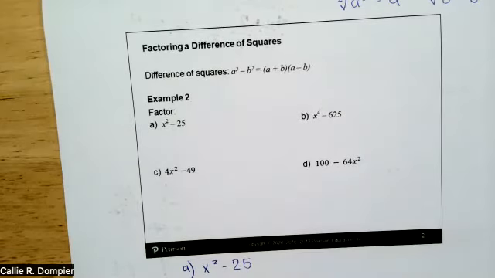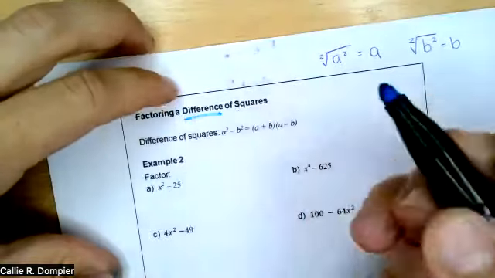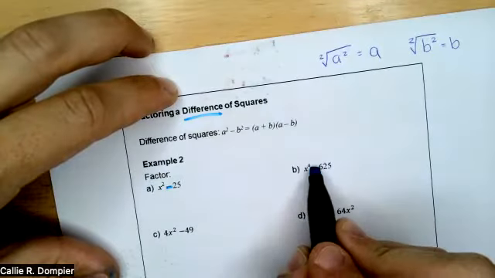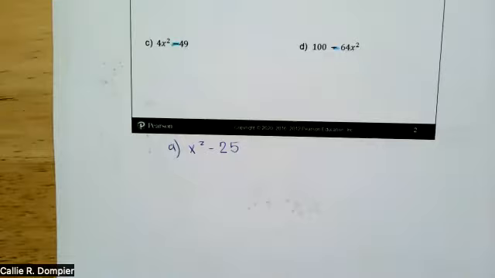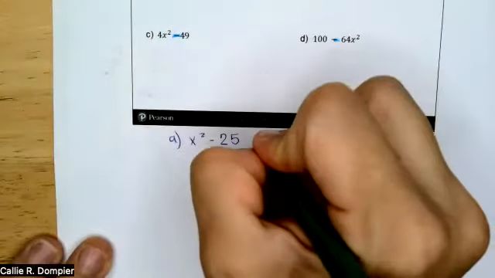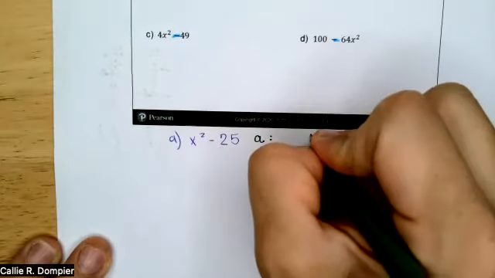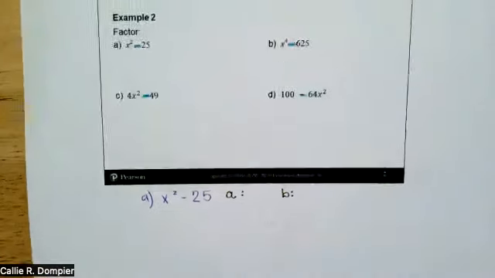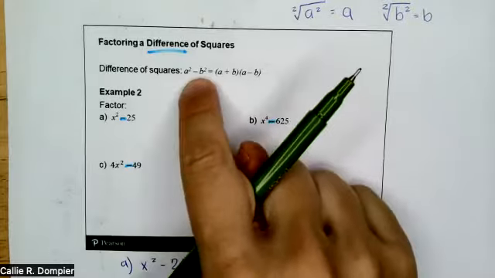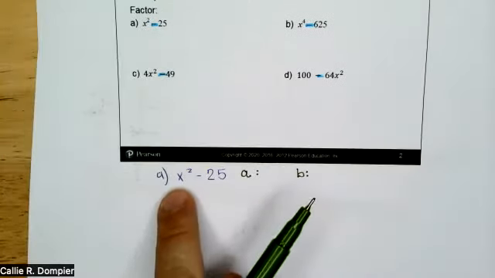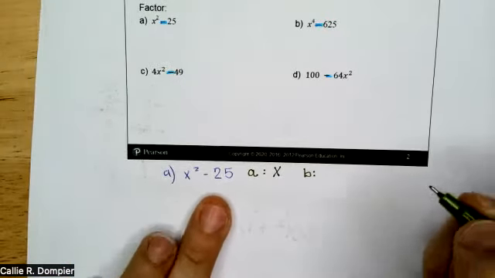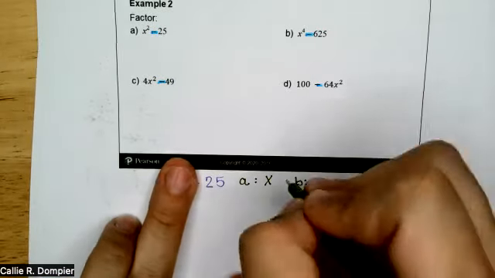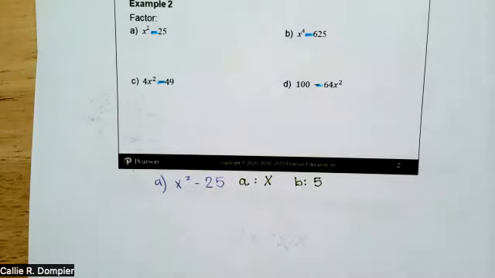Notice that it's the word difference. So it'll only refer to subtraction. So the difference of two squares. What are my squares? I will always have an a and I will always have a b, because this is a squared minus b squared. So the square root of x squared is x. My a is x. The square root of a positive 25 is 5. Any questions?